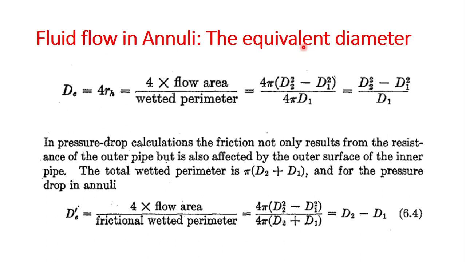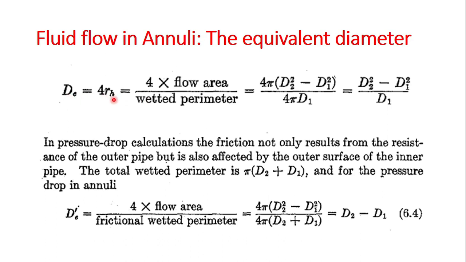To permit this type of representation of annulus heat transfer, it has been found advantageous to employ an equivalent diameter, which is represented by dE. An equivalent diameter is 4 times the hydraulic radius. And the hydraulic radius of a pipe is equivalent to the annulus cross-section area divided by its wetted perimeter. So this is the equivalent diameter.